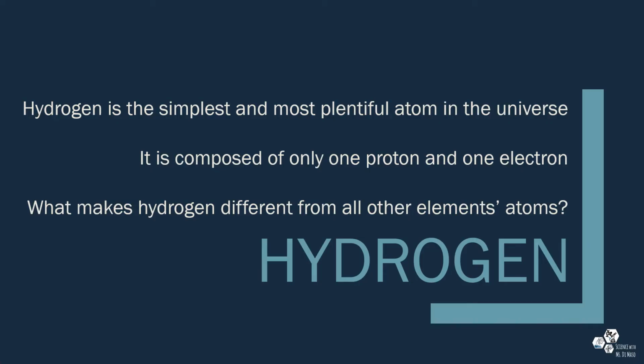Now, hydrogen is the simplest atom in the universe. It also happens to be the most plentiful atom in the universe. The next is helium, and the third is oxygen. Now, hydrogen is composed of only one proton and one orbiting electron. It has no neutron at all. But what makes hydrogen hydrogen? Why is that particular mix called hydrogen? How do we get other atoms and other elements?